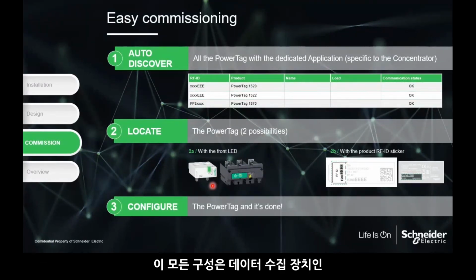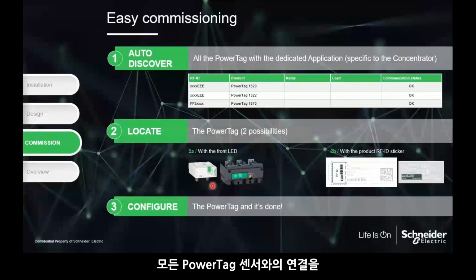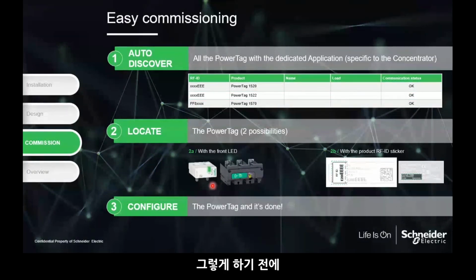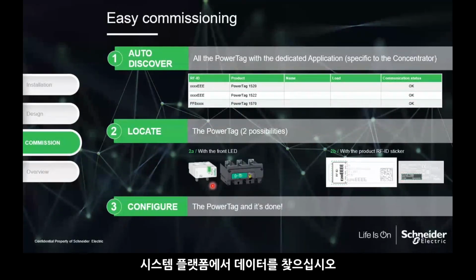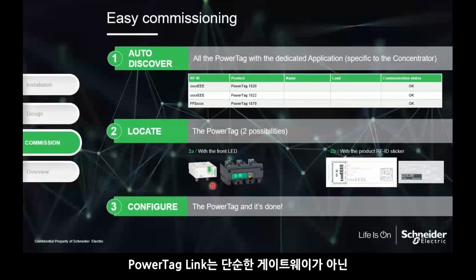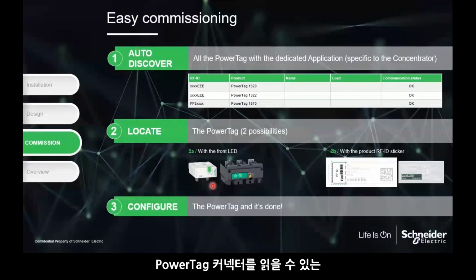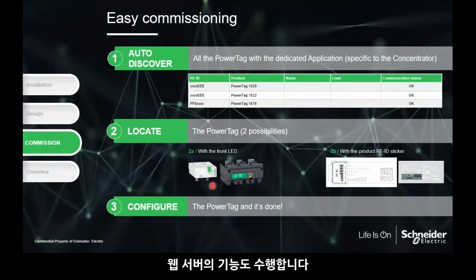All this configuration has to be done in the data concentrator, the PowerTag Link, which inside is basically a web server where you can do all the connectivity with all the PowerTag sensors. All right, and then you also have HTML pages where you can read all the data directly from the sensors. Okay, so before you export the data out to a system platform. So the PowerTag Link is not just a gateway, but it also has web server functionality where you can read all these PowerTags connected to these particular gateways.